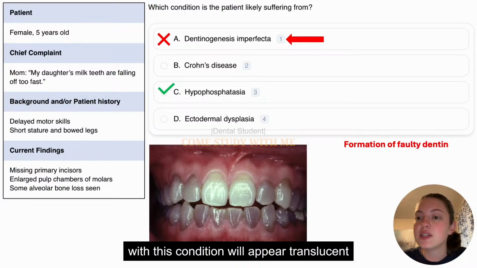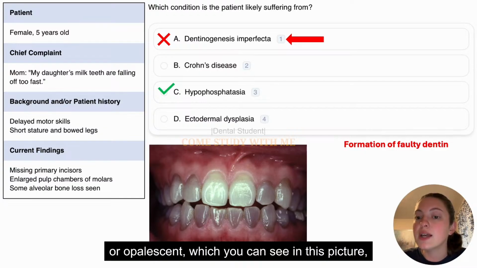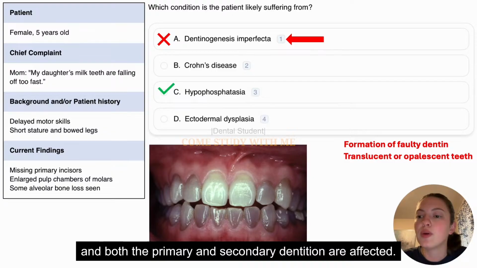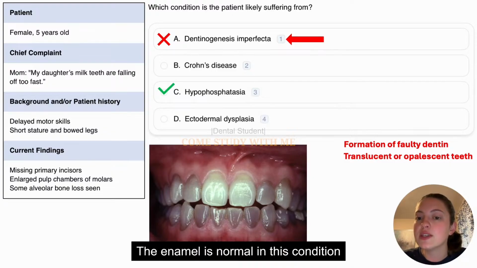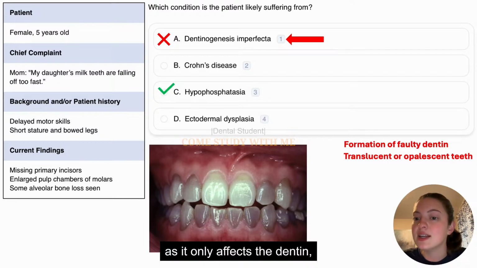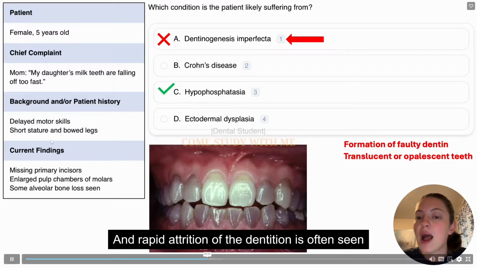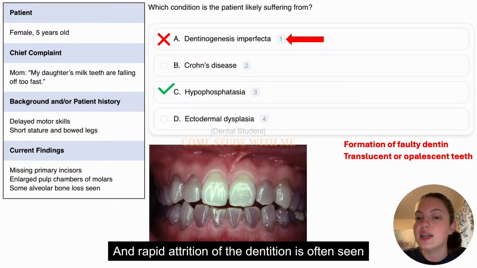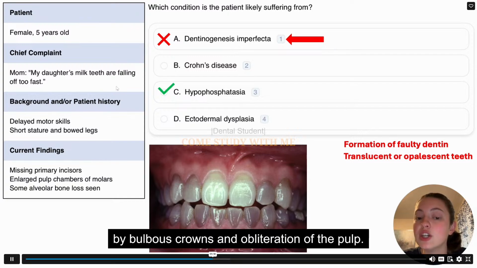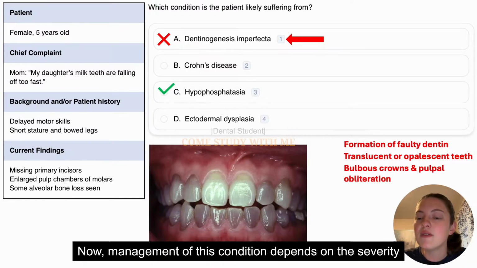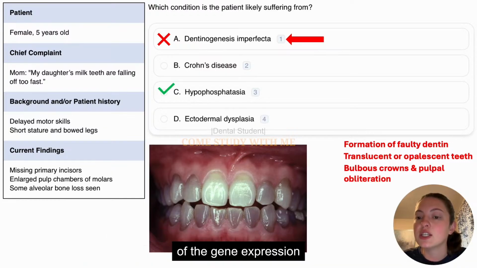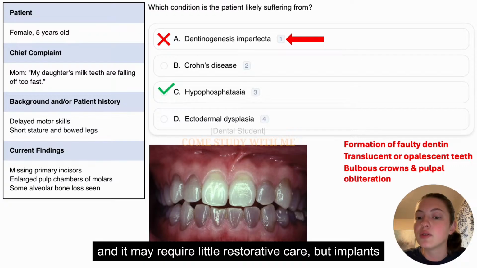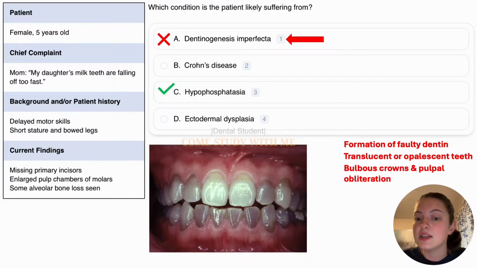Clinically, the teeth in a patient with this condition will appear translucent or opalescent, which you can see in this picture, and both the primary and secondary dentition are affected. The enamel is normal in this condition as it only affects the dentin, but it will be poorly supported and rapid attrition of the dentition is often seen. Radiographically, this condition is characterized by bulbous crowns and obliteration of the pulp. Now, management of this condition depends on the severity of the gene expression, and it may require little restorative care, but implants or overdentures are usually necessary in many cases.